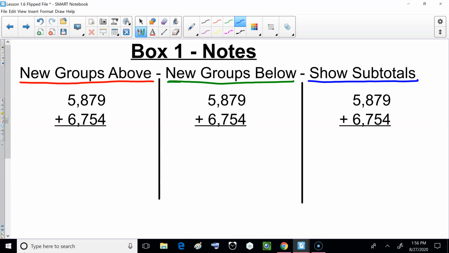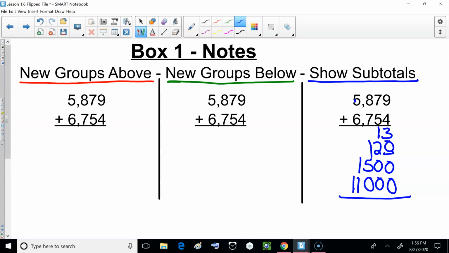So we're going to add each place value together separately, and then we're going to add all of our subtotals together. So 9 plus 4 is 13. In my tens group, I have 7 plus 5, which means I'm going to have a 0 here. 7 plus 5 is 12. In my hundreds group, so I know I have 0 in my ones and 0 in my tens. 8 plus 7 is 15. And with my thousands, that means I would have a 0 in my ones, 0 in my tens, 0 in my hundreds. 5 plus 6 is 11.